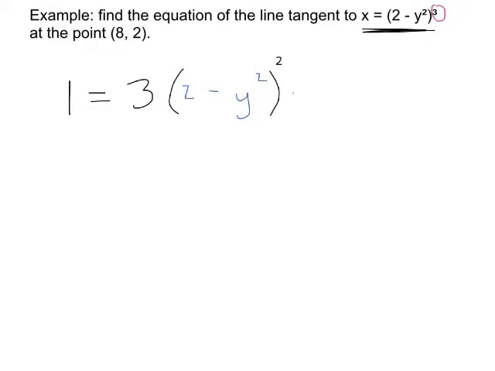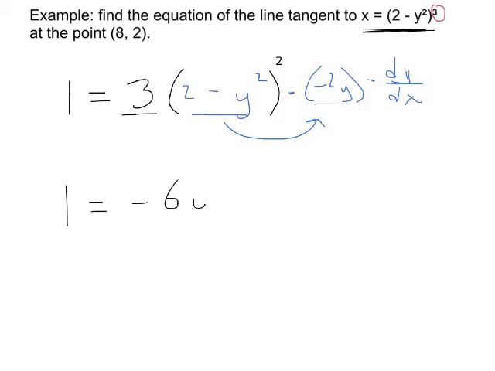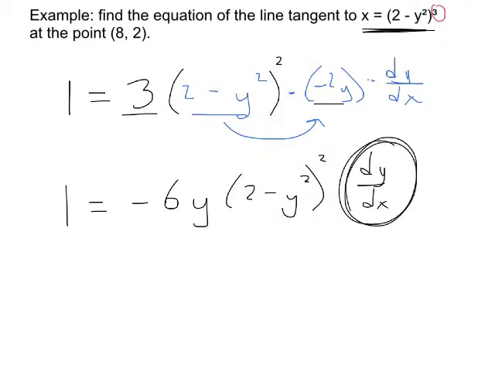Now I'm supposed to multiply by the derivative of this thing. But that thing inside has a y in it, right? The derivative of that thing is going to be negative 2y times dy/dx. When I take the derivative of that thing that has a y in it, I get that dy/dx. So now I could pretty this up a little bit. 1 equals, I'll put these 3 and the negative 2 together, negative 6y times (2 minus y squared) squared times dy/dx.